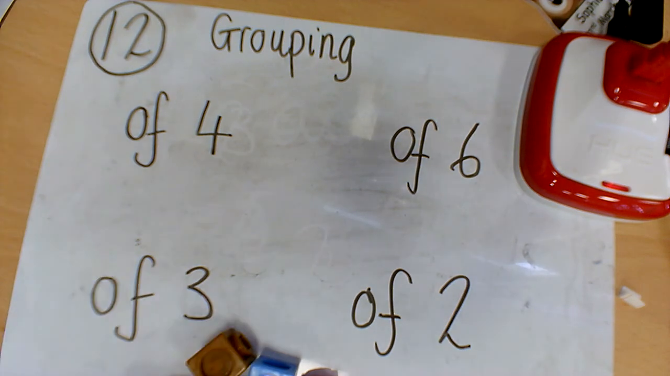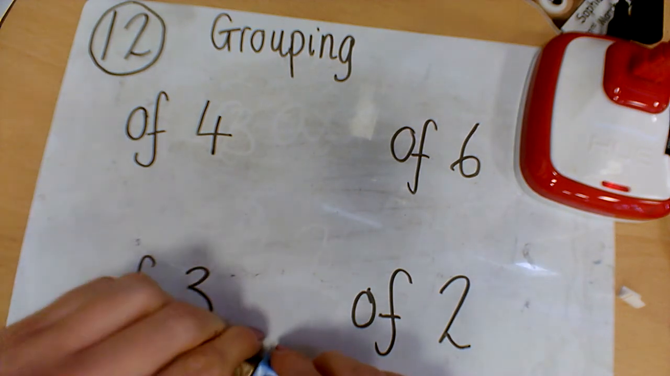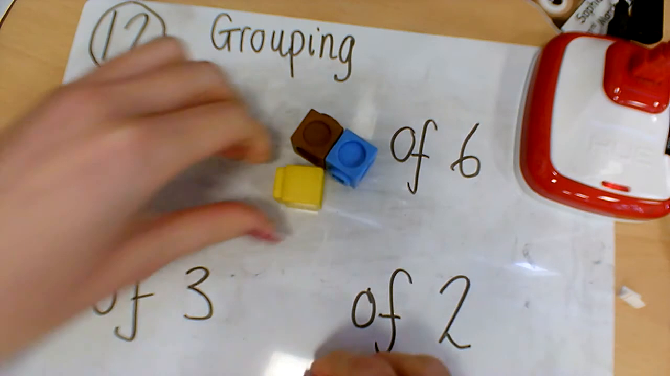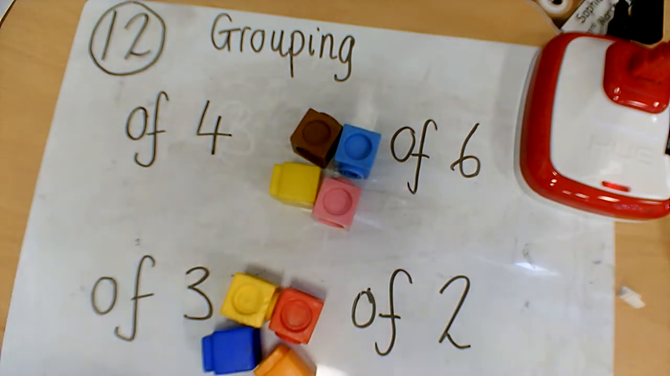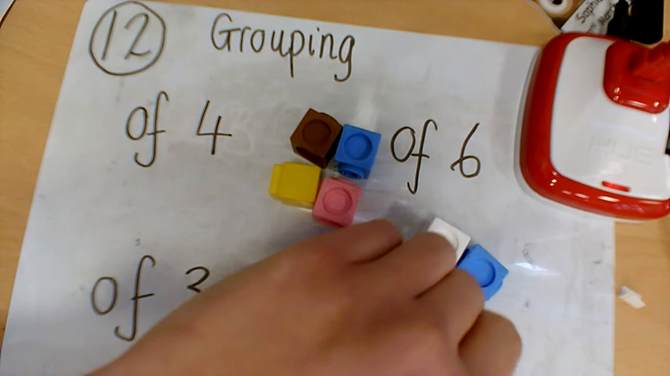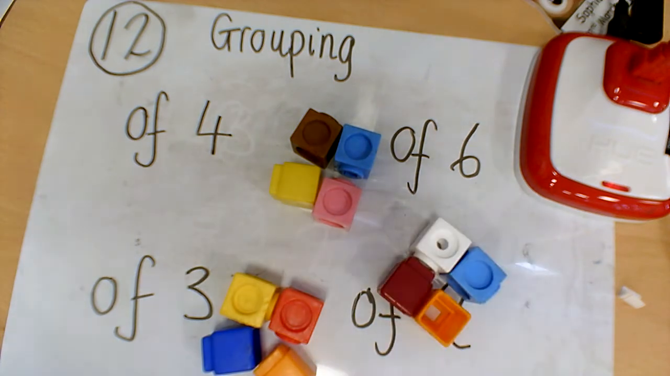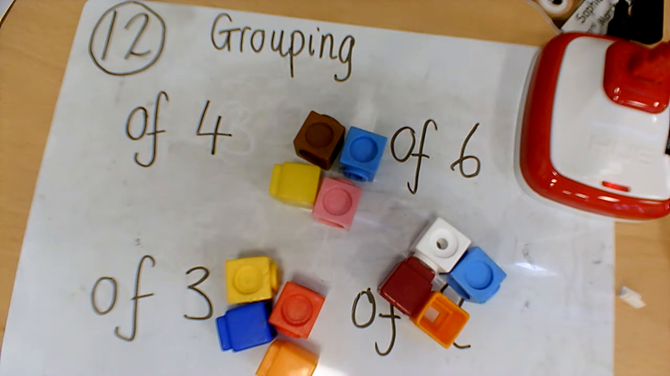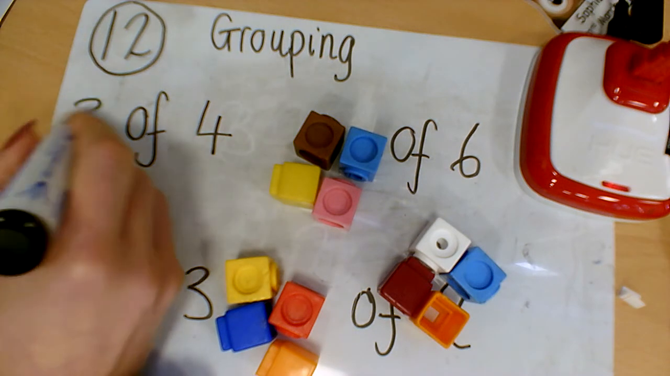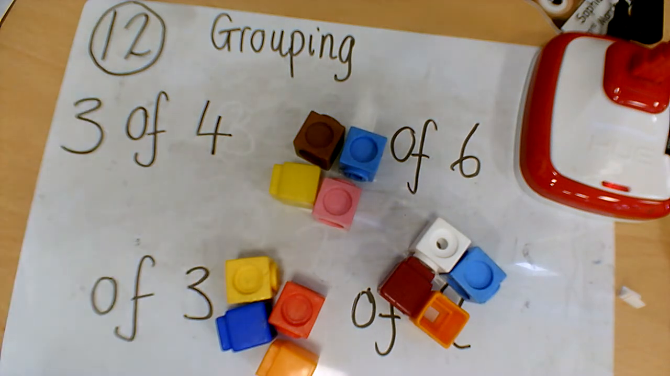Let's start by putting it into groups of 4. So can you pause and split 12 into groups of 4? That means having 4 in each group. 1, 2, 3, 4. 1, 2, 3, 4. 1, 2, 3, 4. How many groups have I made? 1, 2, 3. 3 groups of 4.